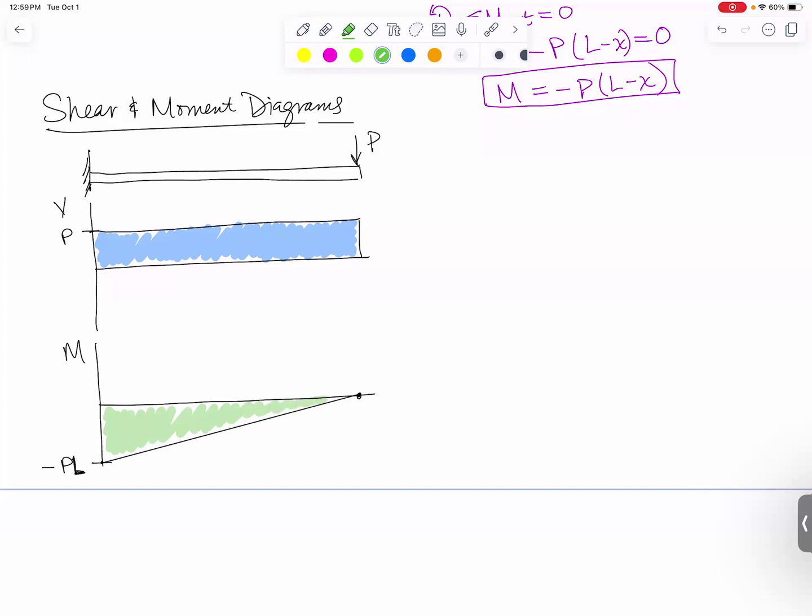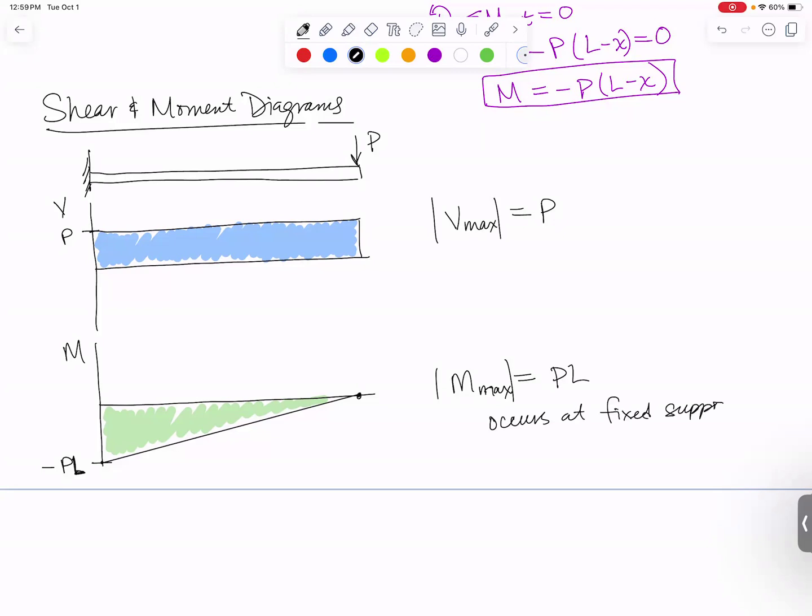And then if we were concerned about designing this beam, we would want to say that the max V is equal to P, and the max moment, in magnitude, is equal to PL. We typically do these in magnitudes, and this occurs at the fixed support. So we would expect that if this beam was going to break, it would break right here at this wall, because that is where the bending moment is the biggest.